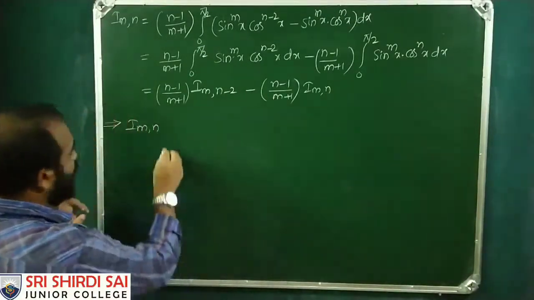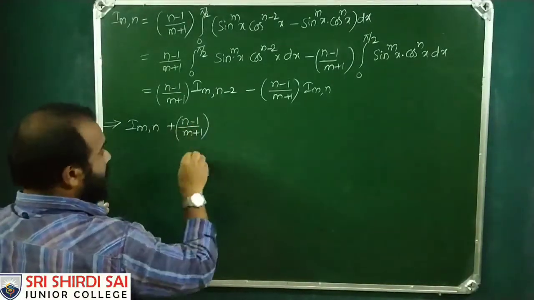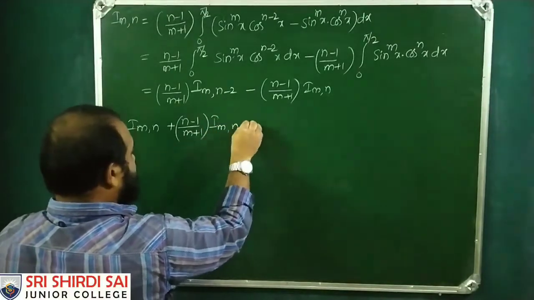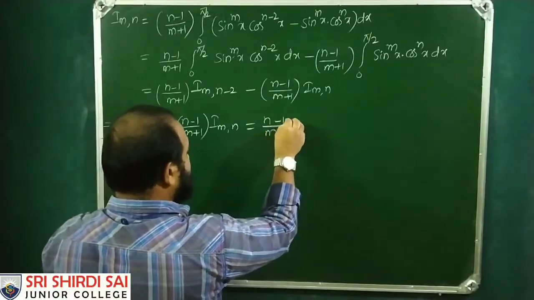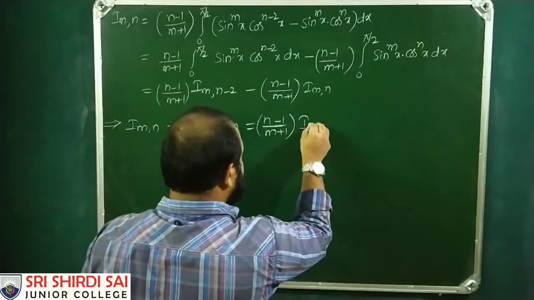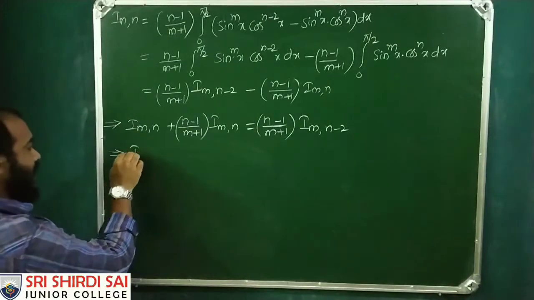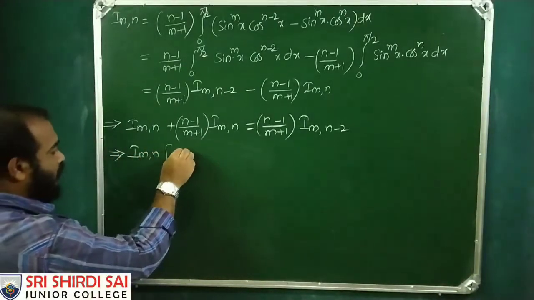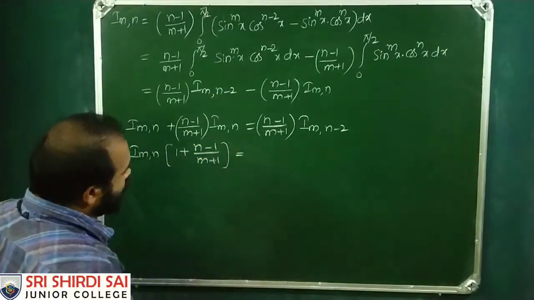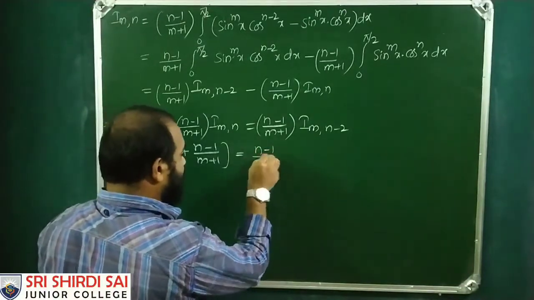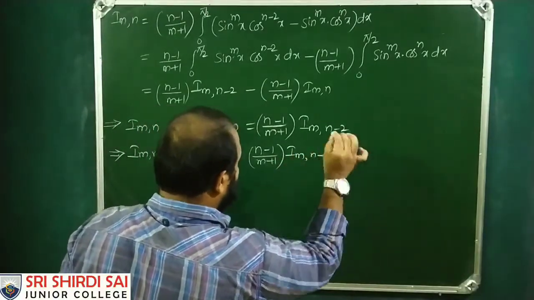This minus term, if you bring it here, will be (n-1)/(m+1) I(m,n-2). So I(m,n) = (n-1)/(m+1) I(m,n-2). Take I(m,n) as common: I(m,n) [1 + (n-1)/(m+1)] = (n-1)/(m+1) I(m,n-2).